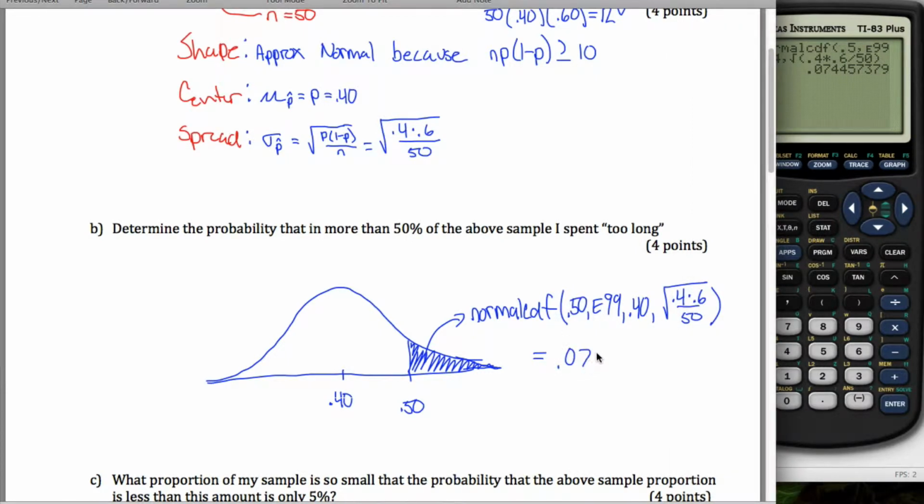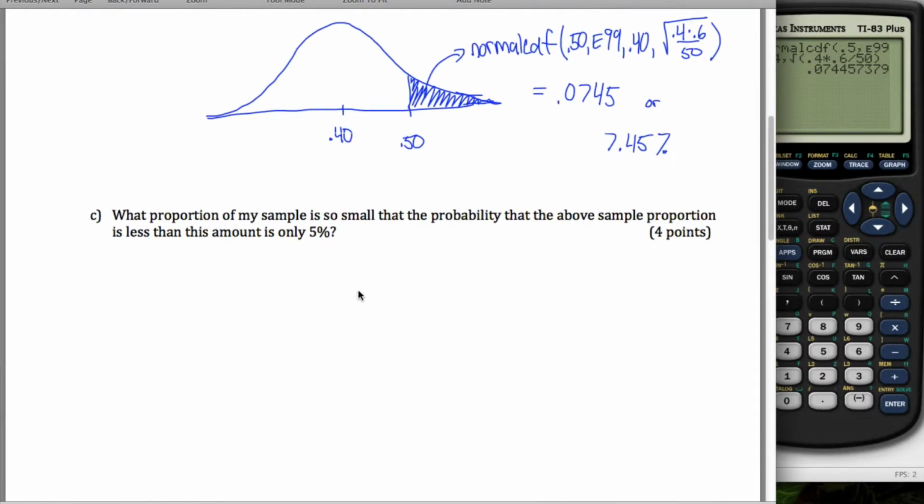I guess 4 decimal places is what your homework's been doing, so I'll do 4 decimal places. 0.0745 if you round it off. Or 7.45% if you're a percentage type. Determine the probability that more than 50% of the above sample I spent too long. It looks like 7.45% is that probability.